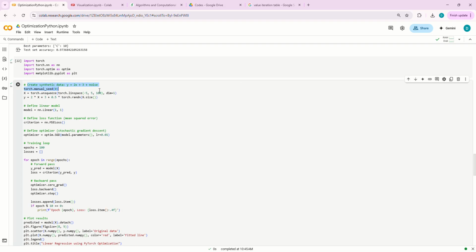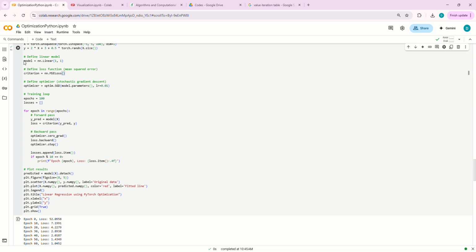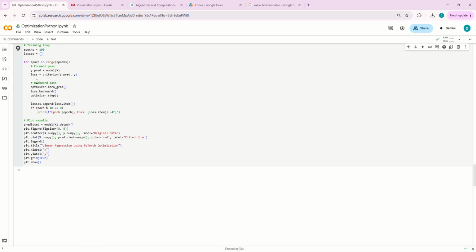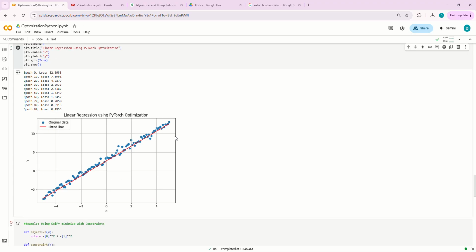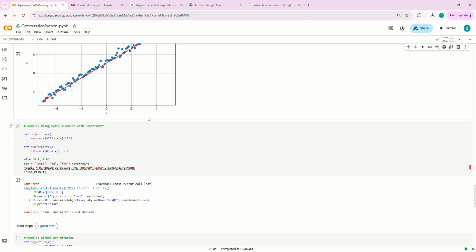Now we have a regression. We create a basic linear model, and we're going to have a mean squared loss, and we're going to optimize it. So over time, we're going to step in the direction of the gradient, and we're going to decrease until our values are close to 0. Here's linear regression using PyTorch optimization. So we get a really nice fit that looks about right.